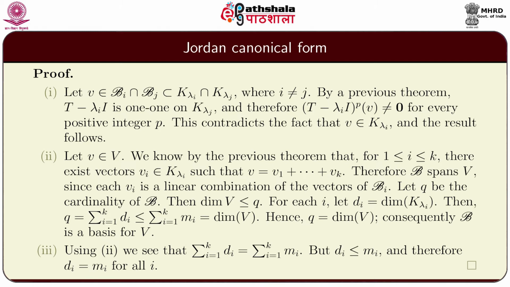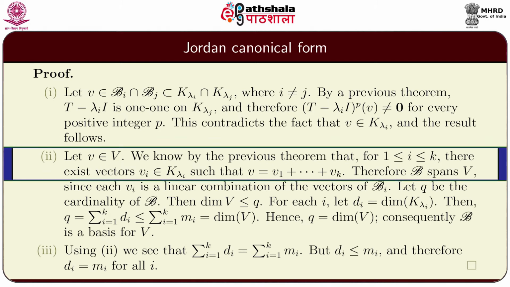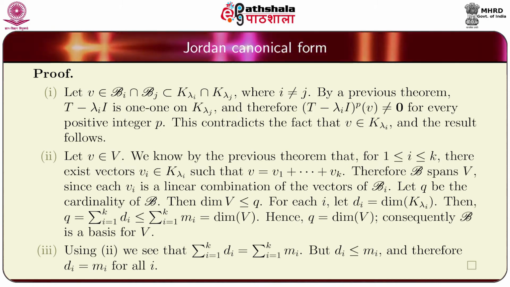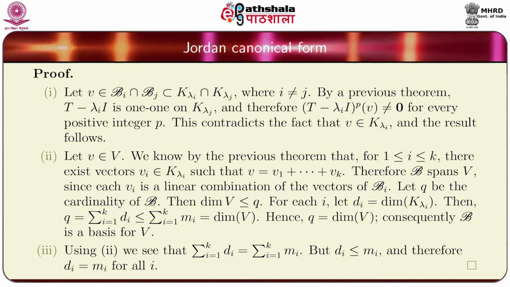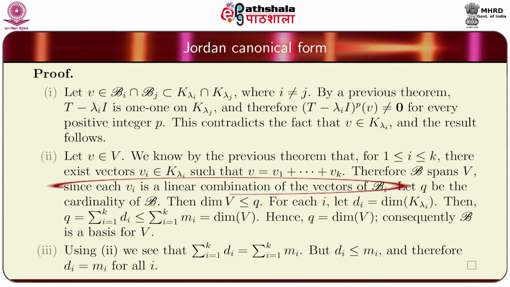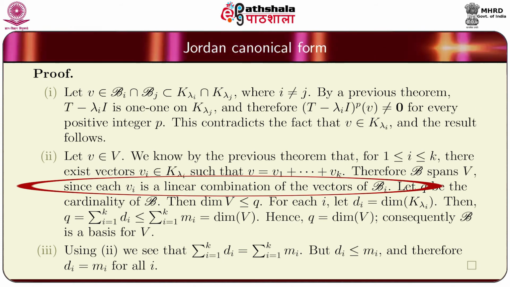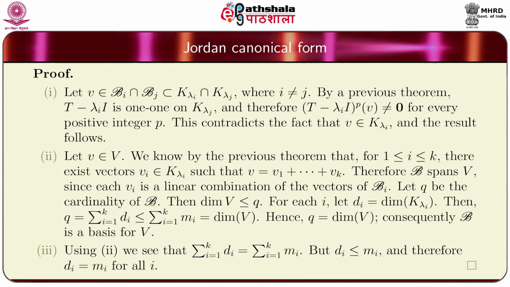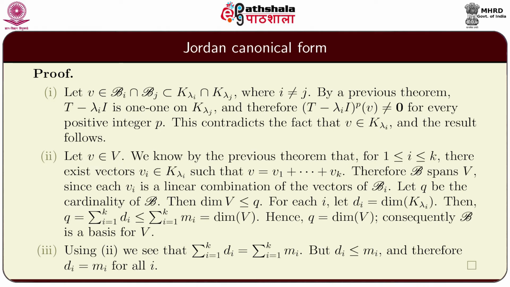Proof of 2. Let v be a vector. We know by the previous theorem that for i between 1 and k, there exist vectors vi in K_λi such that v can be expressed as this sum v1 plus v2 and so on up to vk. Therefore, B spans V, since each vi is a linear combination of the vectors in Bi. Let q denote the cardinality of B. Then dimension of V is less than or equal to q because B spans V.